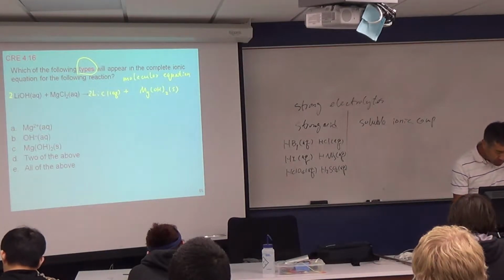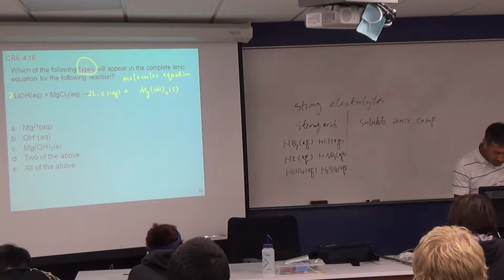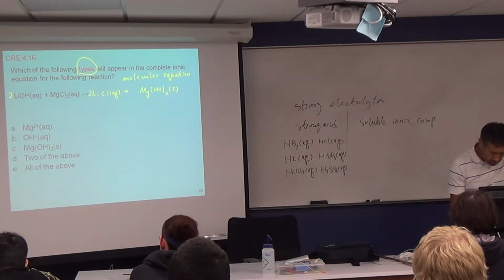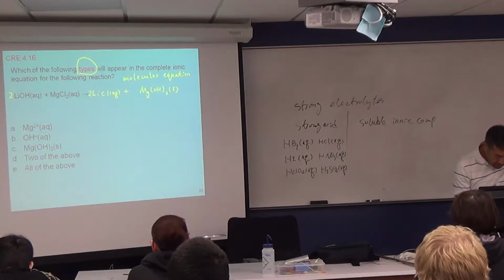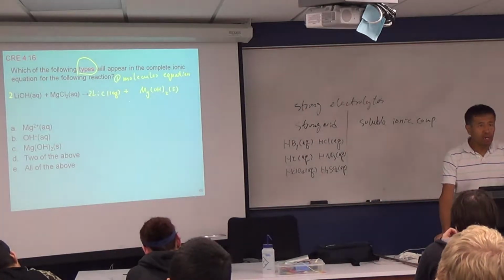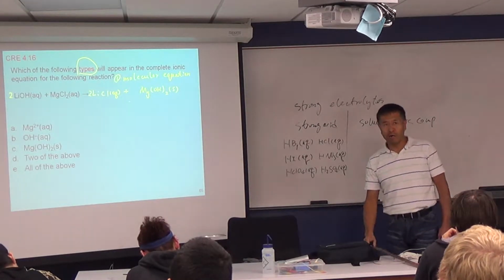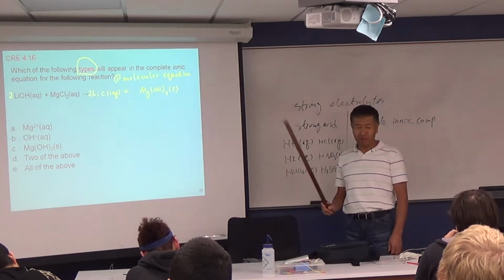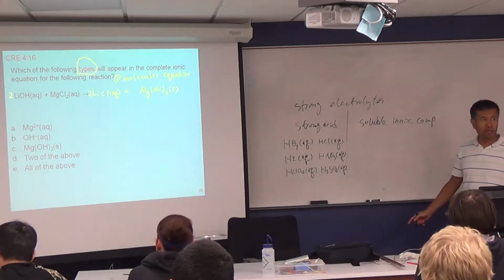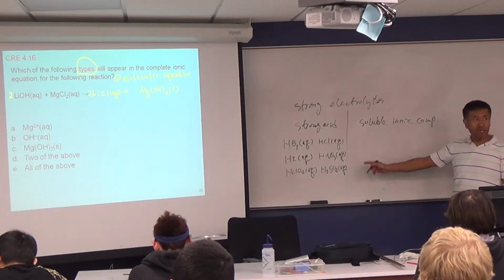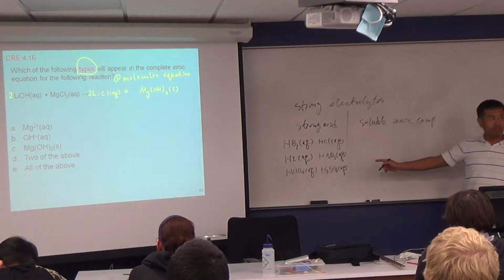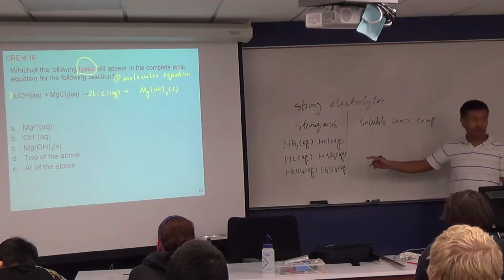Okay? So now let's do the second one. From this one, let's get the complete ionic equation. So this is our first equation, called the molecular equation. How do you get the complete ionic equation from this molecular equation? How do you do that? What do I write here? What do you do? Separate the strong electrolytes.